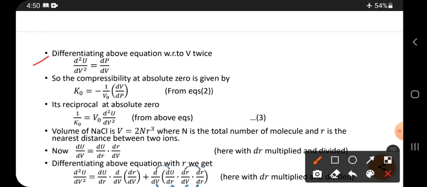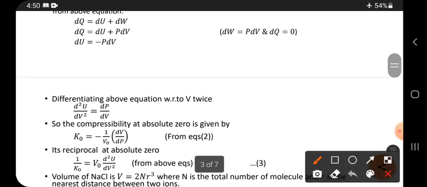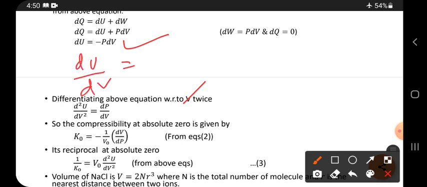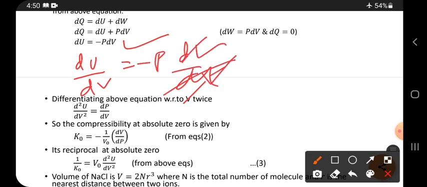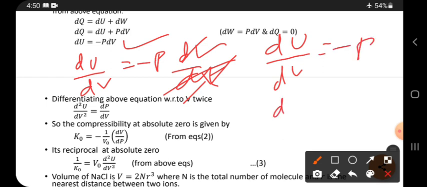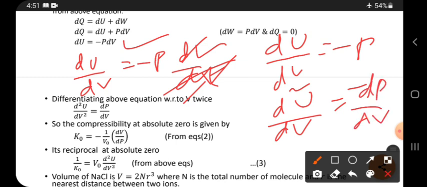Differentiating the above equation with respect to v twice, two times you have to differentiate. This internal energy equation we have to differentiate twice with respect to v. First time, du by dv is equal to minus p dv by dv. The dv gets cancelled, only p remains. So we got du by dv is equal to minus p. Again differentiating, d square u by dv square is equal to minus dp by dv.